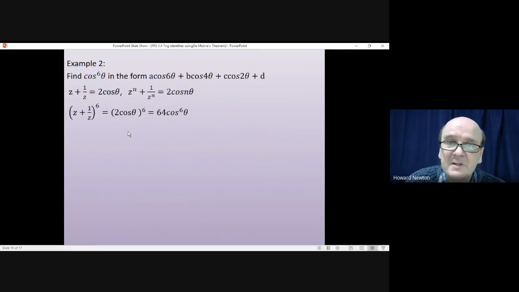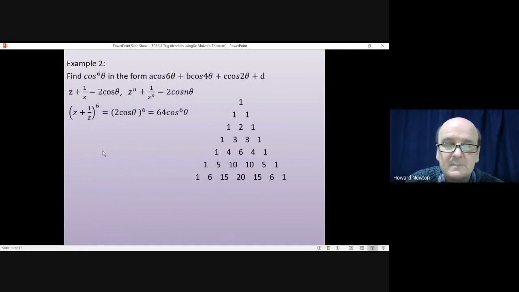And then we do something very similar to what we were doing on the other questions, which is we expand this bracket using the binomial expansion. So we're doing Z plus 1 over Z times by itself 6 times. This time we're going to need to go down to the row in Pascal's triangle, which starts 1, 6, then 15, 20, 15, 6, 1. Those will be the coefficients that we need.